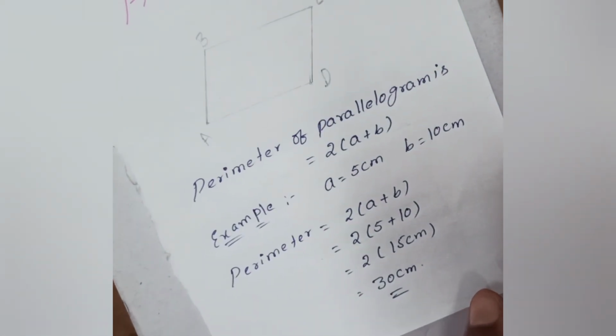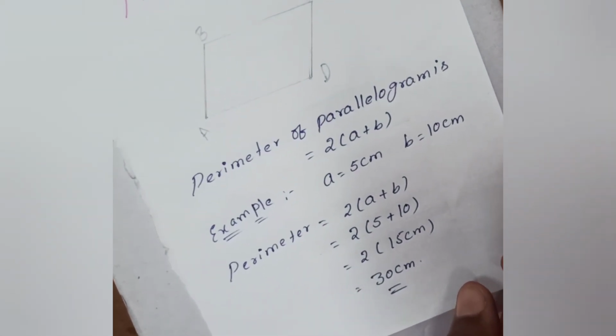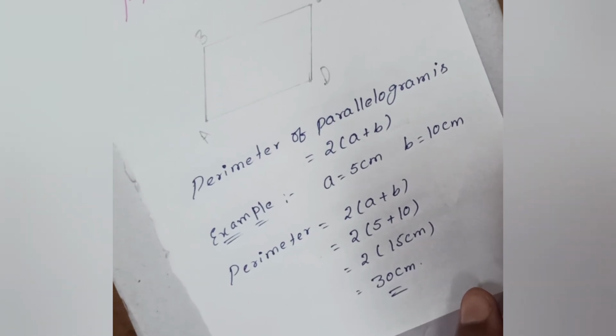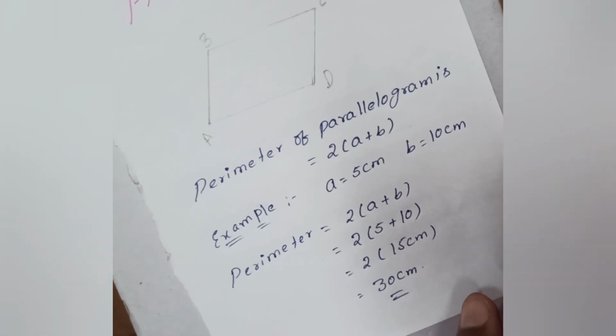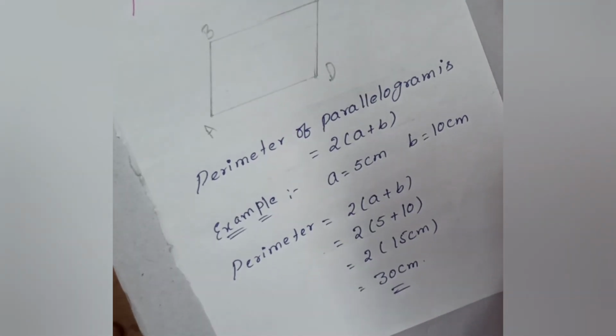If we want to find any shape's perimeter, we can add all the sides of that particular shape. I hope you all understand this.